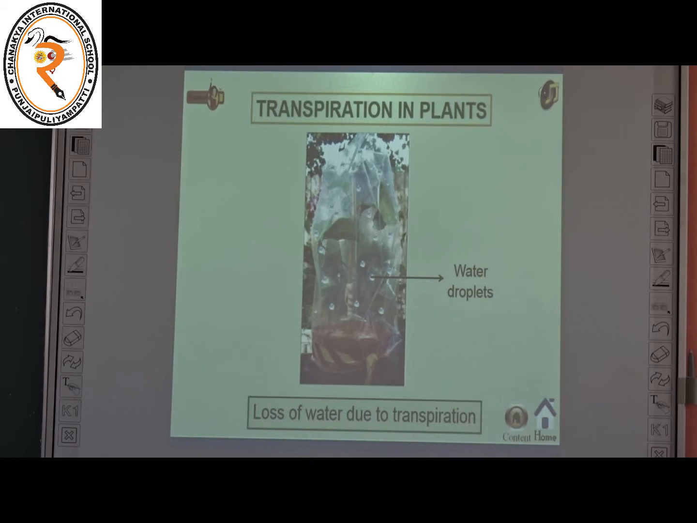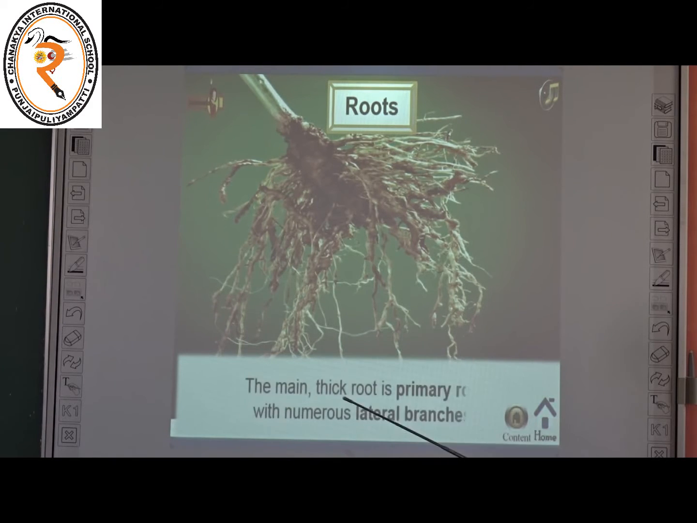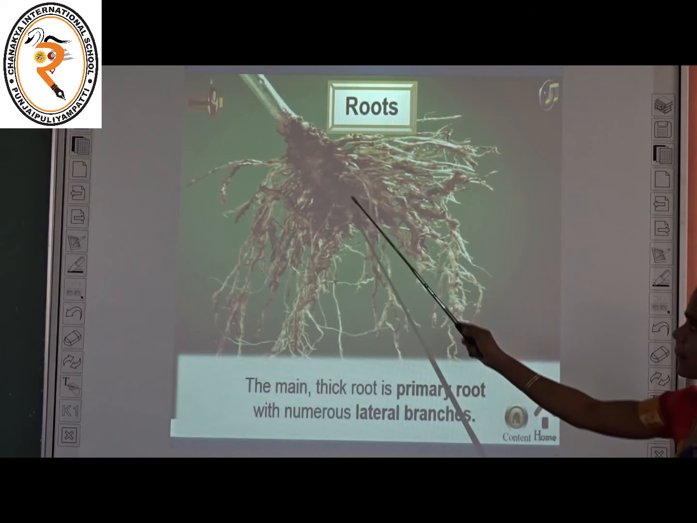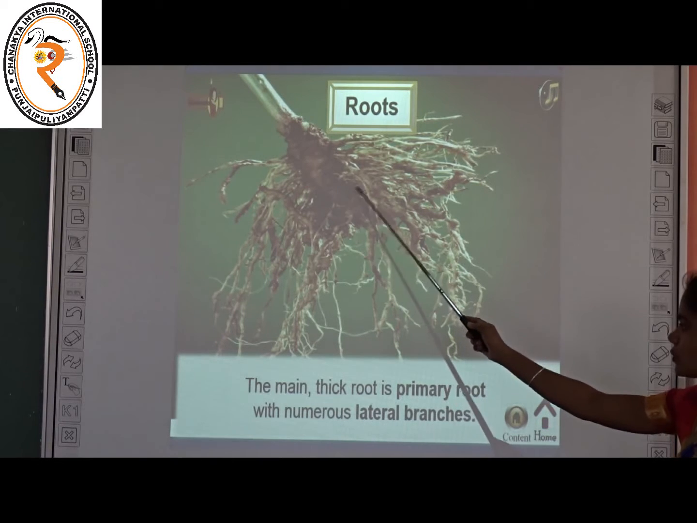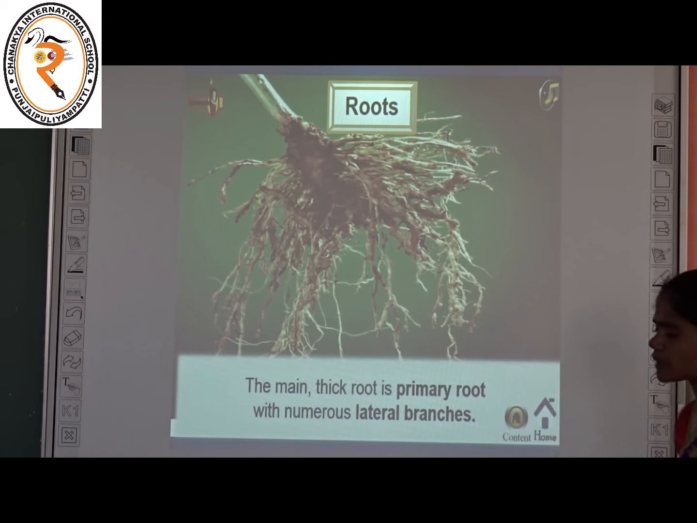Okay. And the next one, roots. This is the final part of a plant. See, it is an underground part of a plant. It grows vertically down in the soil. The main thick root is the primary root with numerous lateral branches. See, this main thick root is called what root? It is a primary root and it has some lateral branches also.